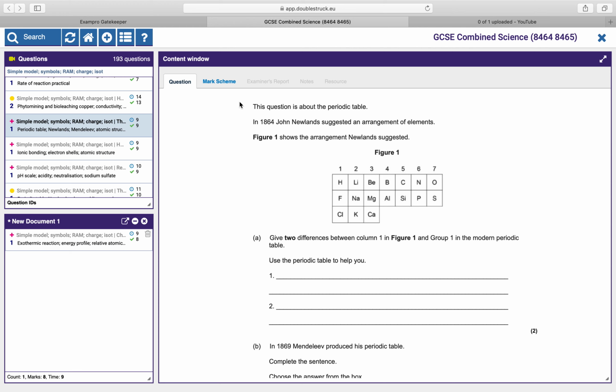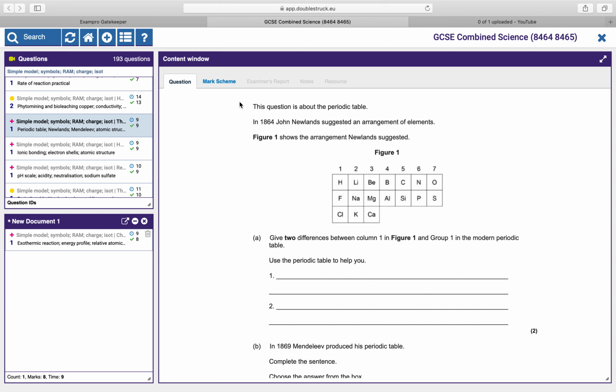Okay, so this question is on the periodic table. You're likely to get a question on the periodic table during your chemistry paper one. Usually it'll be one question, maybe max about 3 to 4 marks. So it's a good idea to know a bit about the history of it.